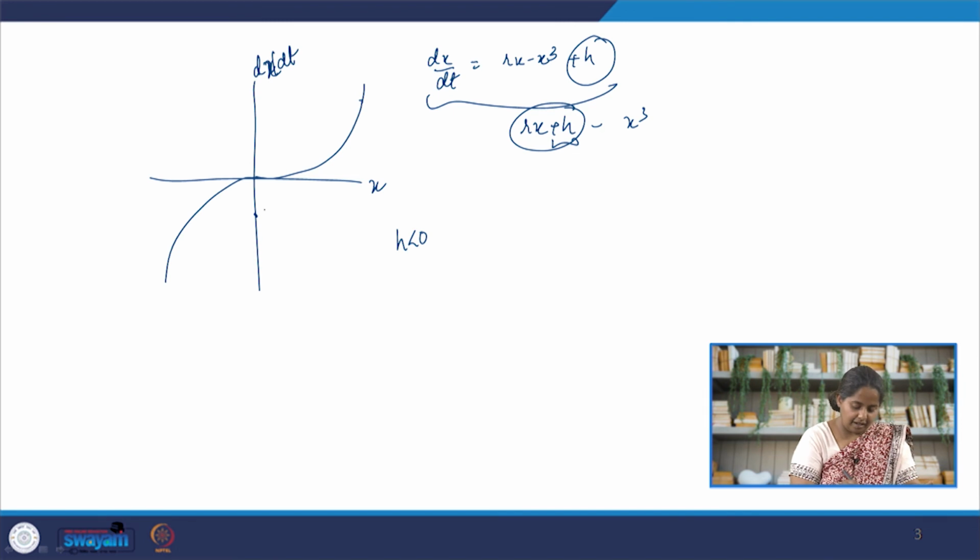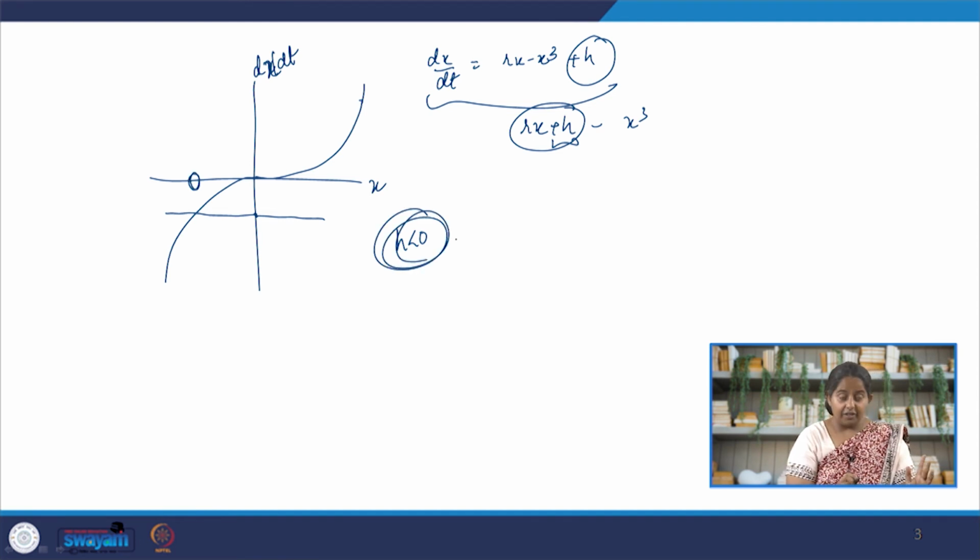Now let's vary the r. So let's start with r equal to 0. This is r equal to 0. One fixed point here. Now we're dealing with h less than 0. So one fixed point, stability of the fixed point. On left side, line is above the curve, which means flow is towards right. On right side, curve is above the line, flows towards left side. This is a stable fixed point.